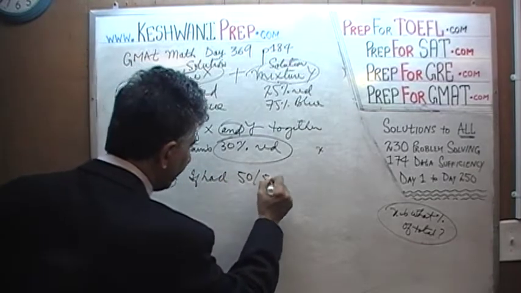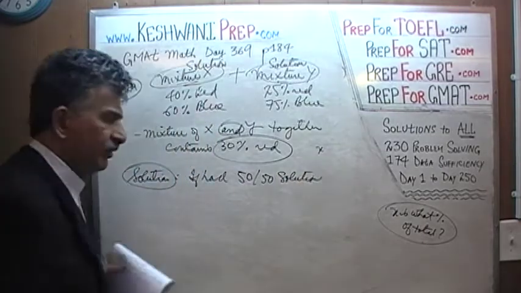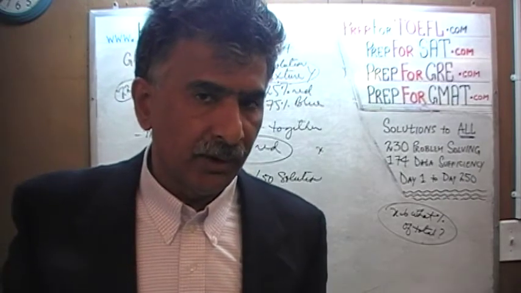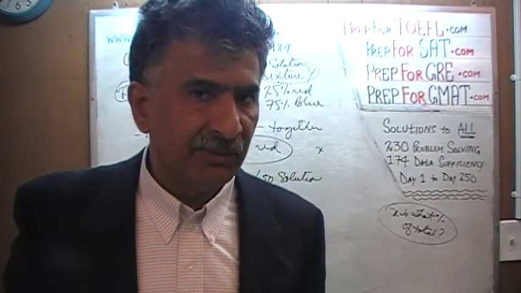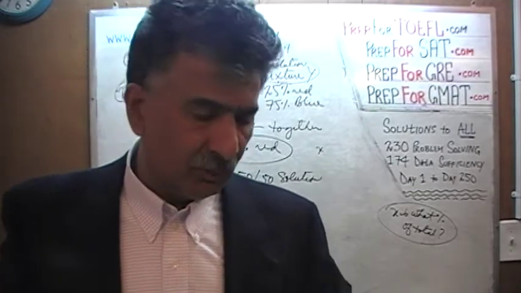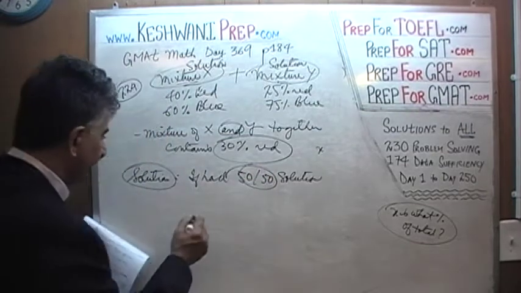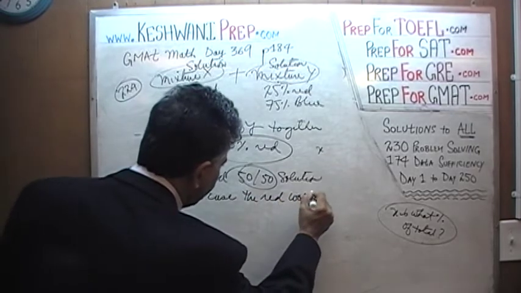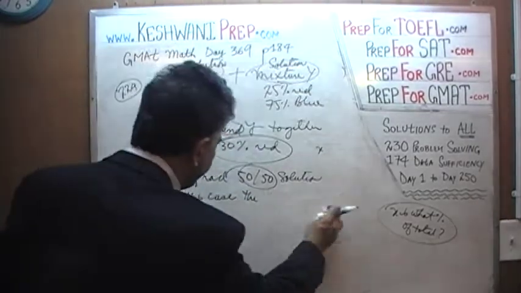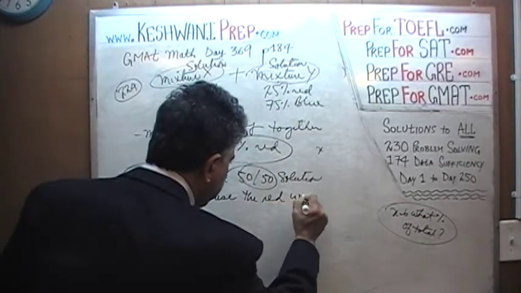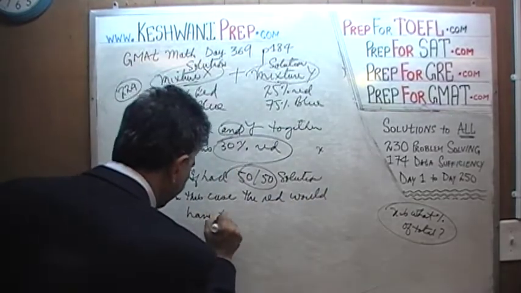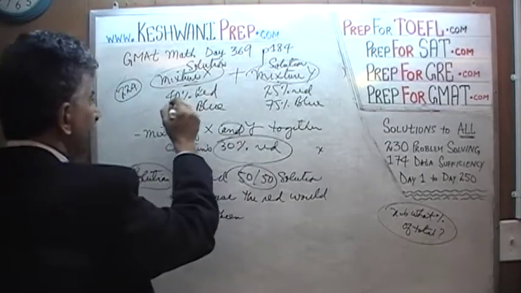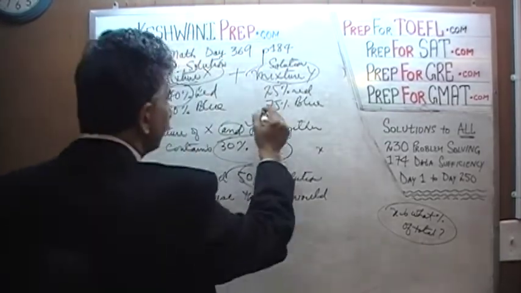If we had 50-50 solutions, because that's a logical place to start, what would we have on our hands, what would we have been dealing with if we had 50-50 solutions, and we go from there. In this case, what would have been the concentration of red if we had a 50-50 solution? If we had half of that and half of that, this one is 40% red, this one is 25% red.